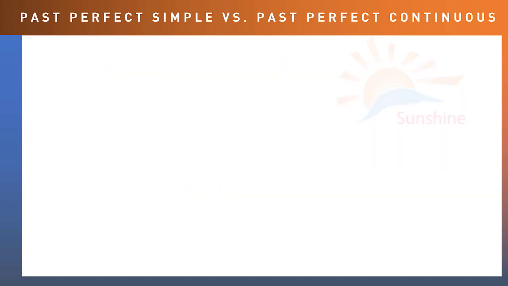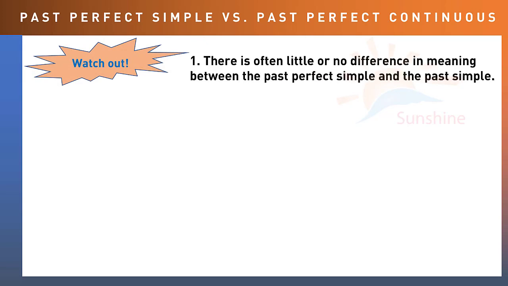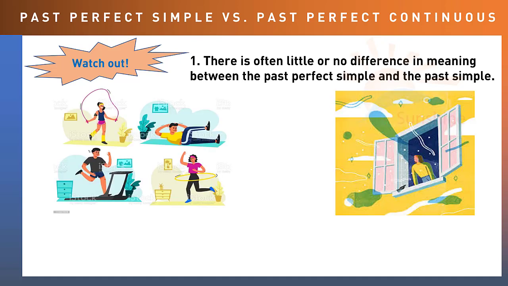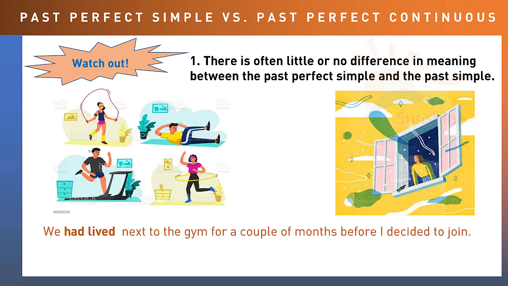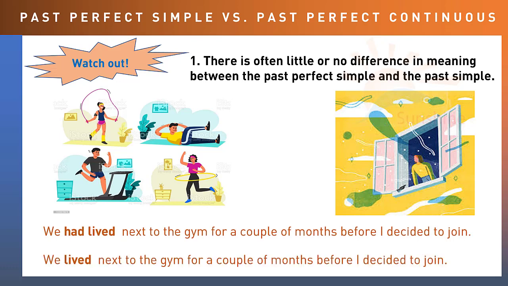We should note that there is often little or no difference in meaning between the past perfect simple and the past simple. For example, we had lived next to the gym for a couple of months before I decided to join. This is past perfect simple. We lived next to the gym for a couple of months before I decided to join. This is past simple. These two sentences carry the same meaning.